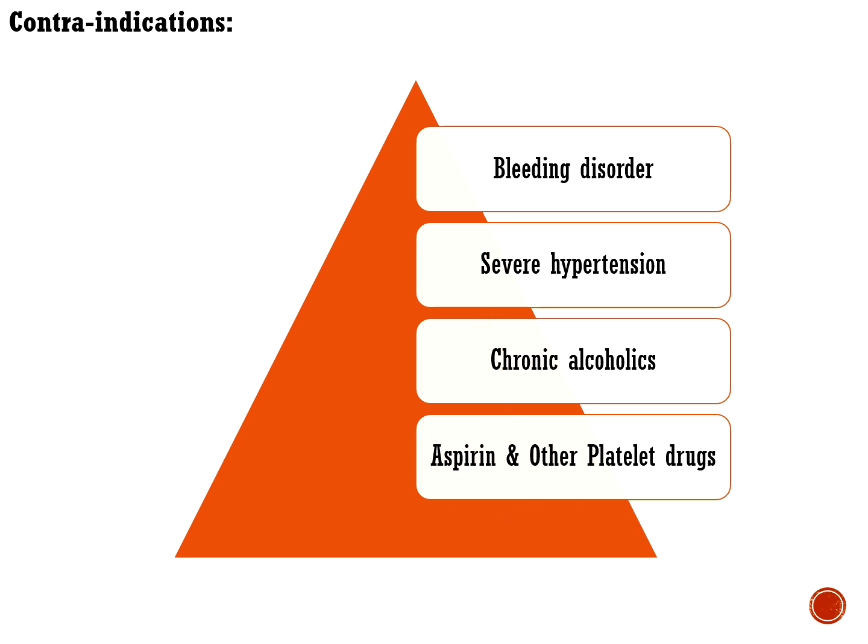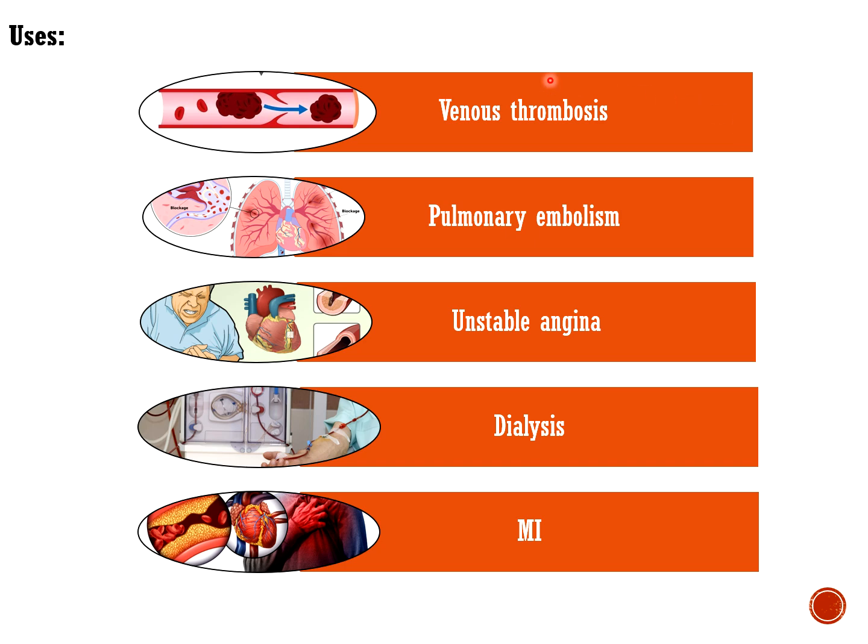Uses. In which conditions do we use heparin? We use heparin in case of venous thrombosis, meaning formation of clots in the blood vessels. We also use it in pulmonary embolism, meaning formation of clots in the lungs. And it is used in unstable angina, which, you know well, means there is formation of clots in the arteries. To reduce that clot formation, we use heparin.